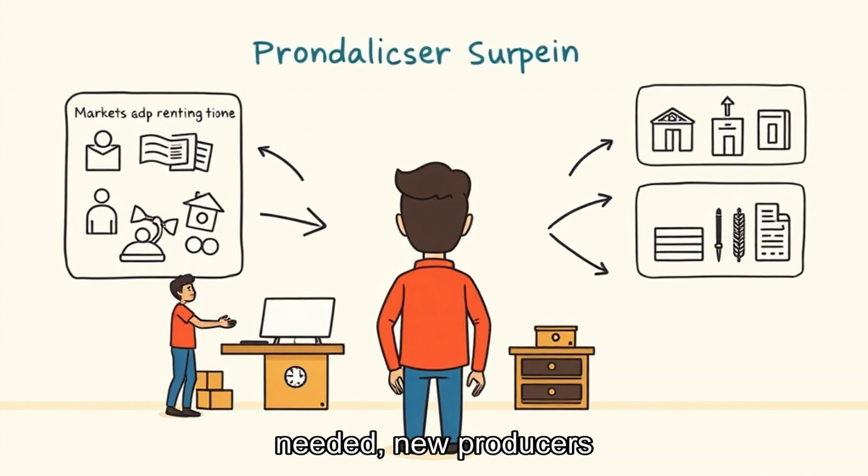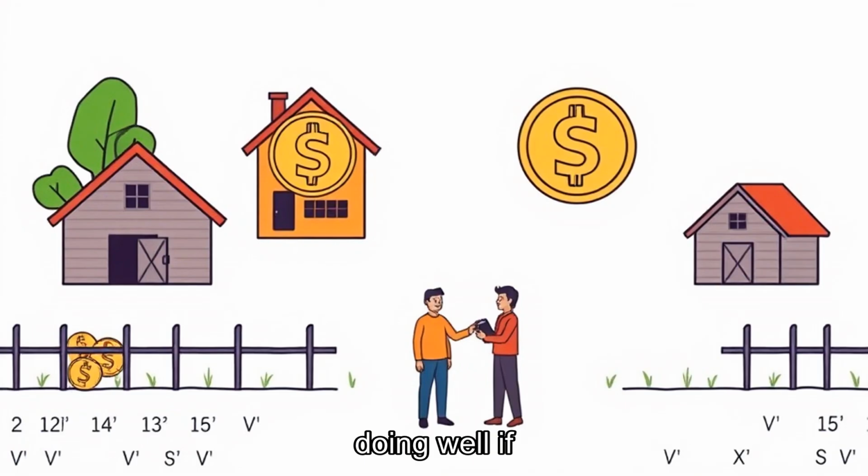Surplus also helps explain why sellers enter markets. A high price does not automatically mean a producer is doing well if the cost of supply has risen too. A mistake is assuming every seller gains equally. The efficient farm may enjoy more surplus than the farm struggling with expensive inputs. Two farms selling at the same price may have very different costs.